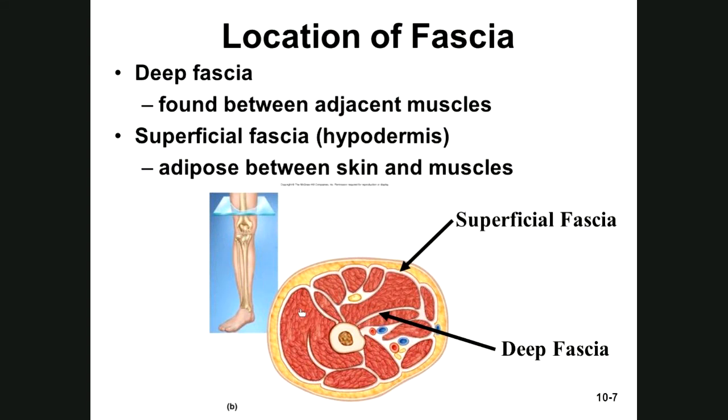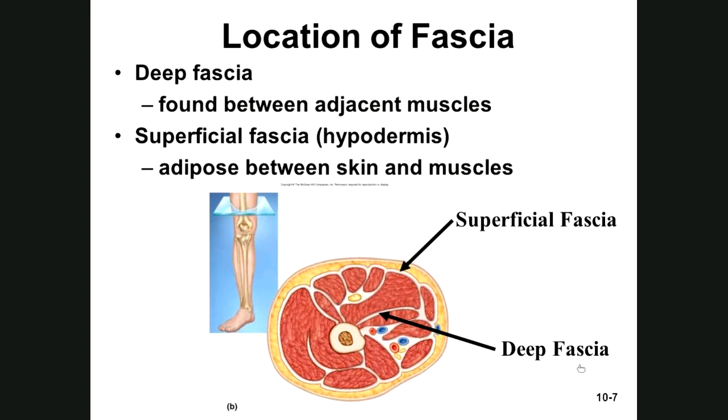In this cross section, you can see different muscles, and each of these muscles is covered by its epimysium from outside. Around the epimysium, we have another connective tissue, which we call deep fascia. The deep fascia is the dense, irregular connective tissue which can help attachment of one muscle to another muscle.